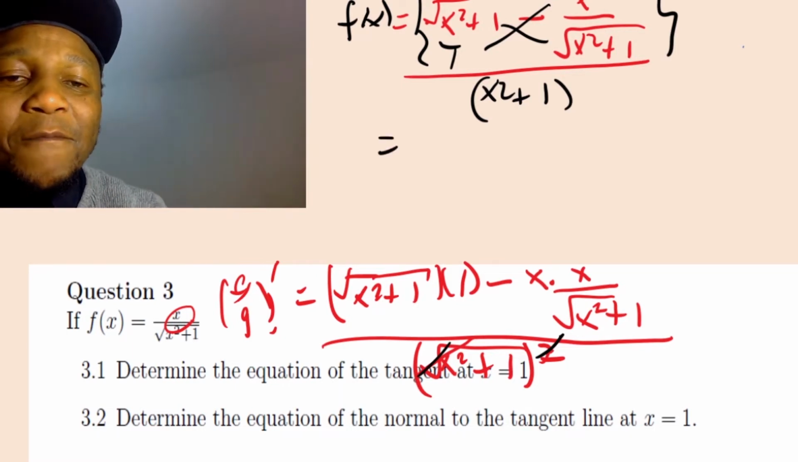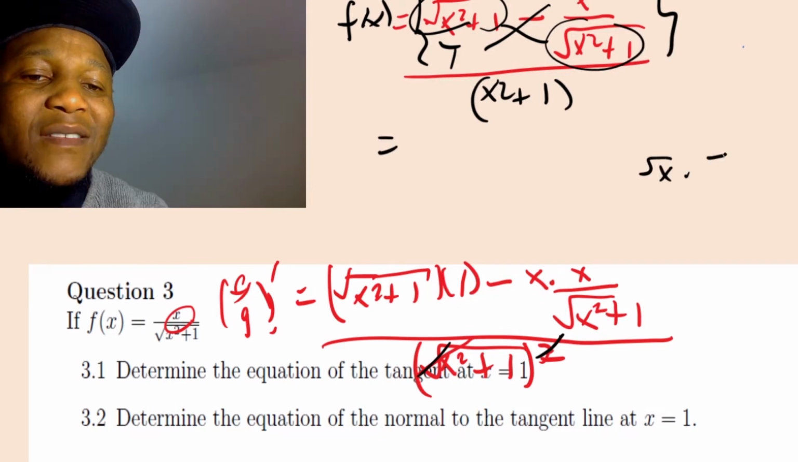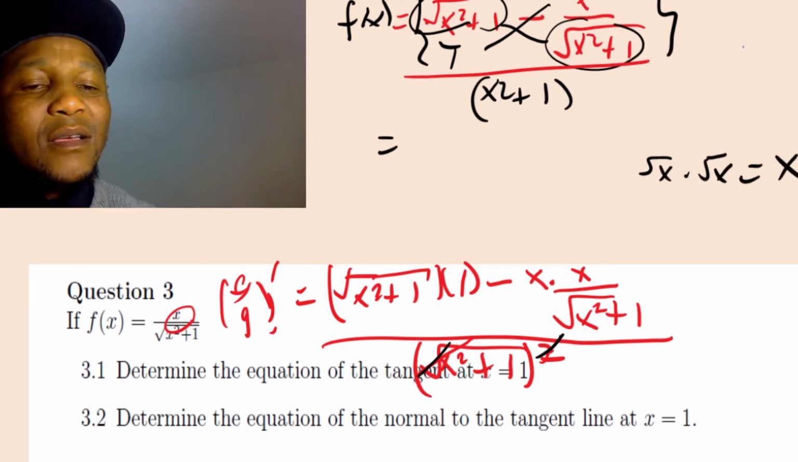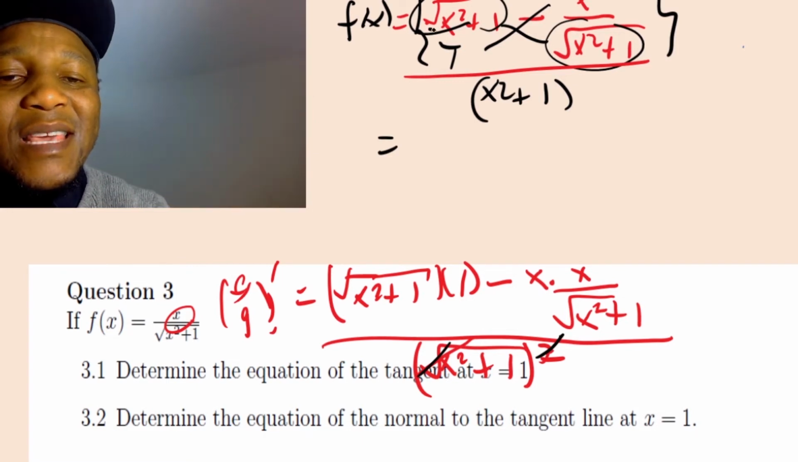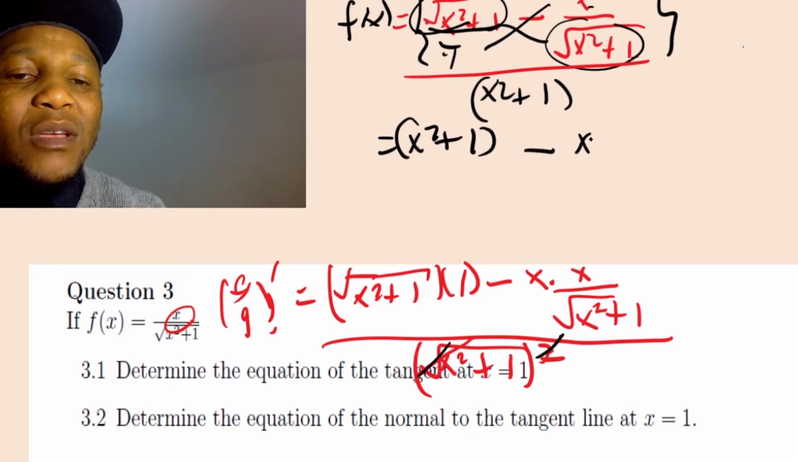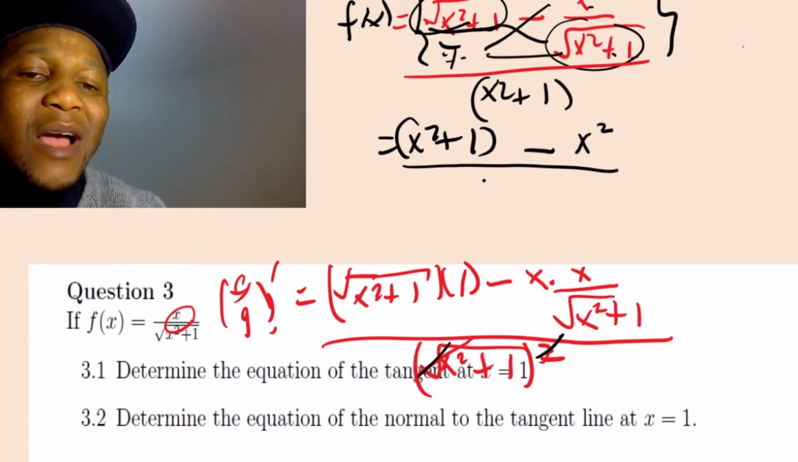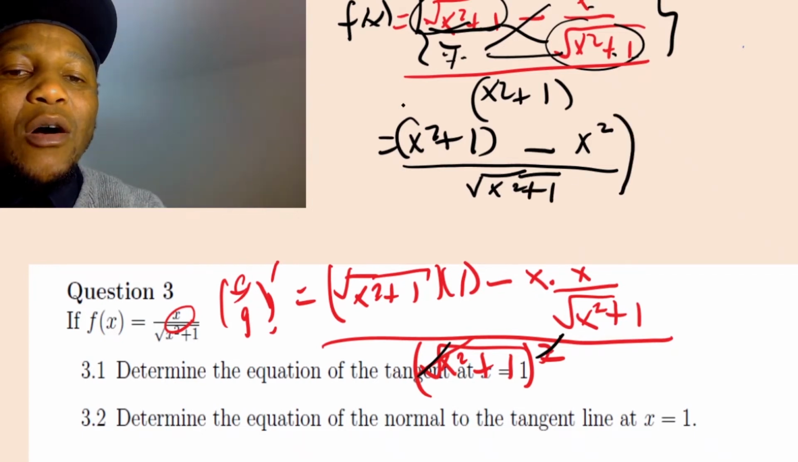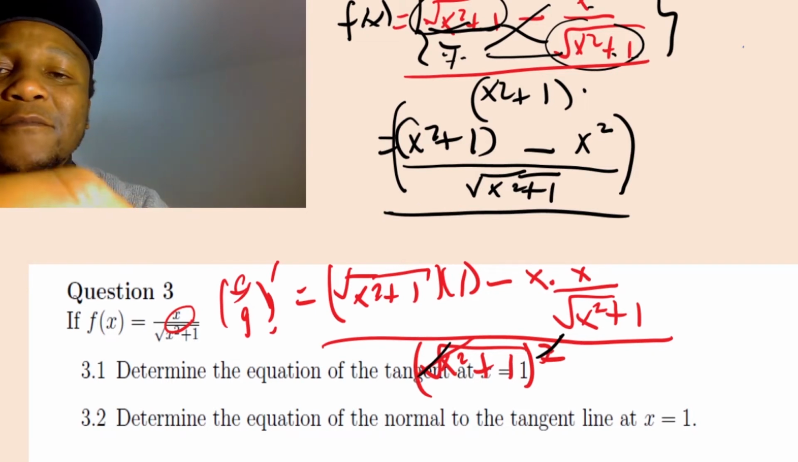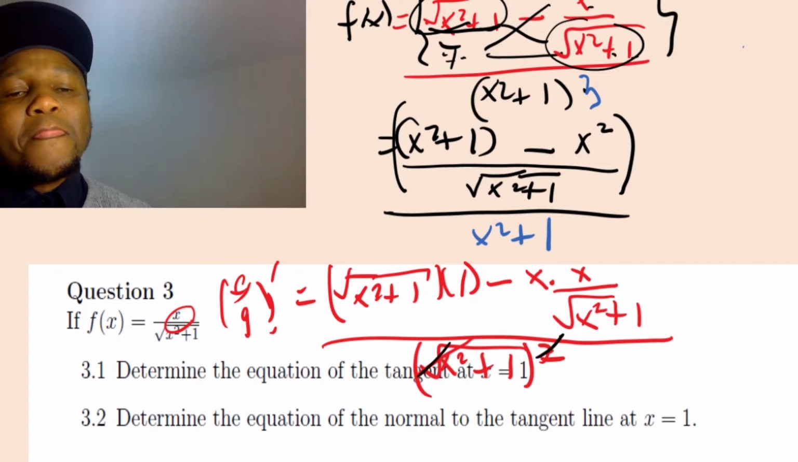So look, if you have square root of x times square root of x, what are you going to get? You're going to get x. See? So now if we take the square root of x squared plus 1 times the square root of x squared plus 1, you're going to get x squared plus 1. No root anymore. So we have minus 1 times x squared, which is x squared. And then over, we multiply these two here: 1 times that one is going to be x squared plus 1. But remember, all this is the denominator over this, which is x squared plus 1. You see what I'm saying?